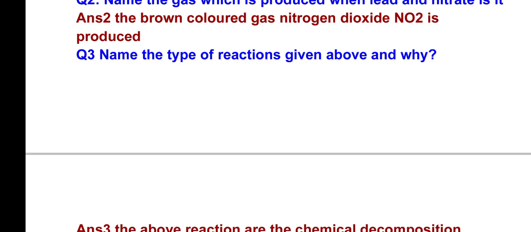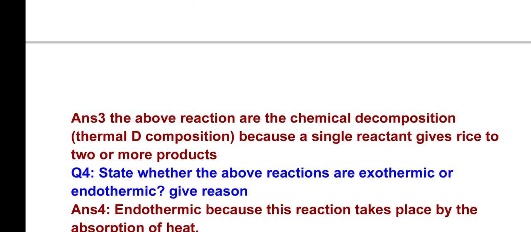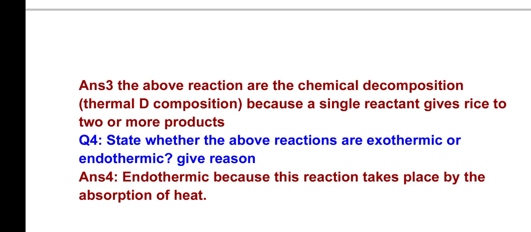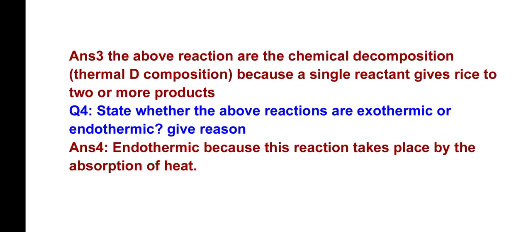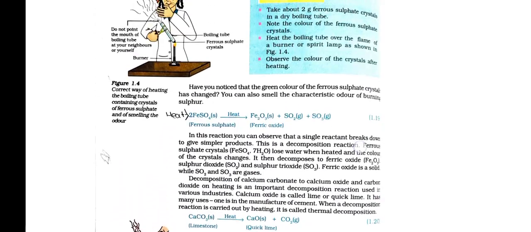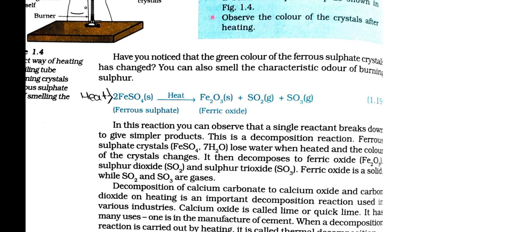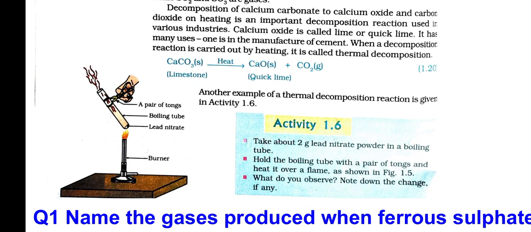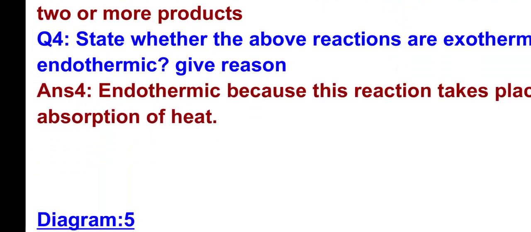Name the type of reaction given above. In both the reactions, it is found to be chemical decomposition or thermal decomposition because the single reactant gives rise to two or more products. For example, iron sulfate forms three products: Fe2O3, ferric oxide, and sulfur dioxide, sulfur trioxide. And lead nitrate will give lead oxide and nitrogen dioxide and also the oxygen gas.